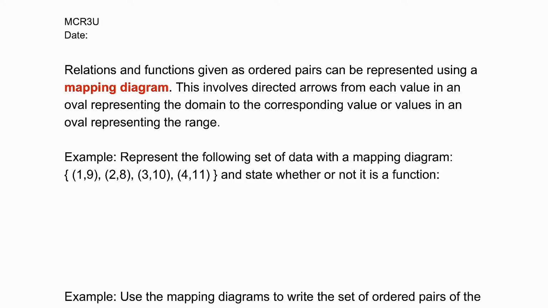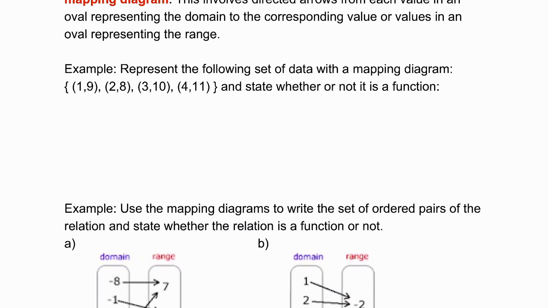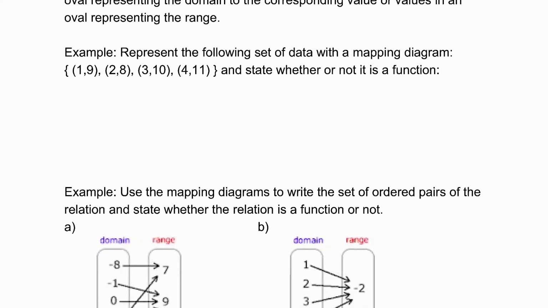This involves directed arrows from each value, and we have ovals. We have an oval to represent the domain and an oval to represent the range. When I did the mother and child example, I had it separated, and I think I implicitly drew a circle around it anyway to group it. With the oval, we want to see a distinction between the domain and the range. So in this example, we're given a function, or sorry, let me even say a relation.